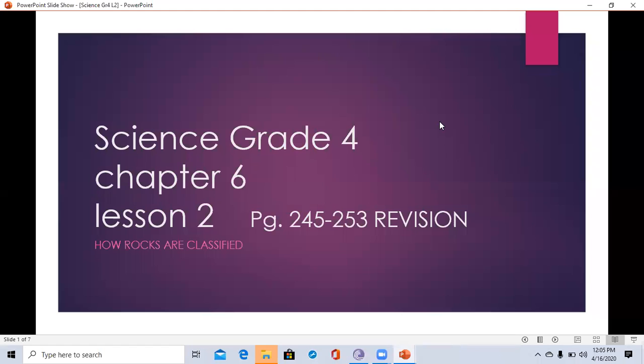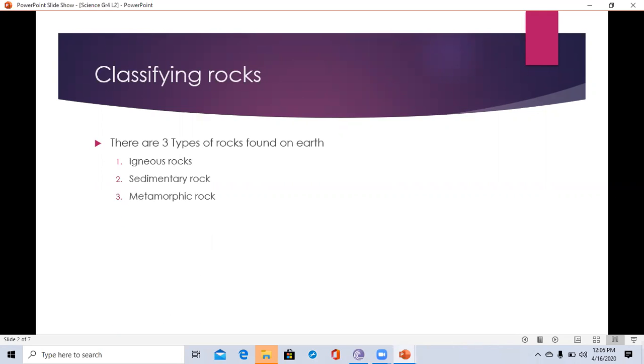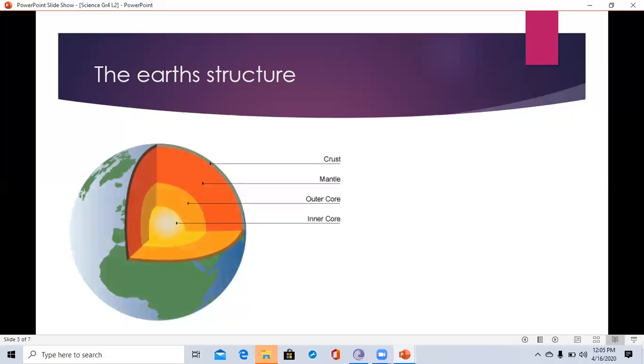So now that we know how to identify crystals and minerals, we look at chapter number 6, lesson number 2. This is also a revision, so how rocks are classified. So classifying rocks. In this PowerPoint presentation, we'll be looking at the 3 types of rocks that there are: igneous rocks, sedimentary rock, and metamorphic rock. So we'll look at the Earth's structure and what it looks like, and how these 3 types of rocks are formed. So first of all, we look at the Earth's structure.